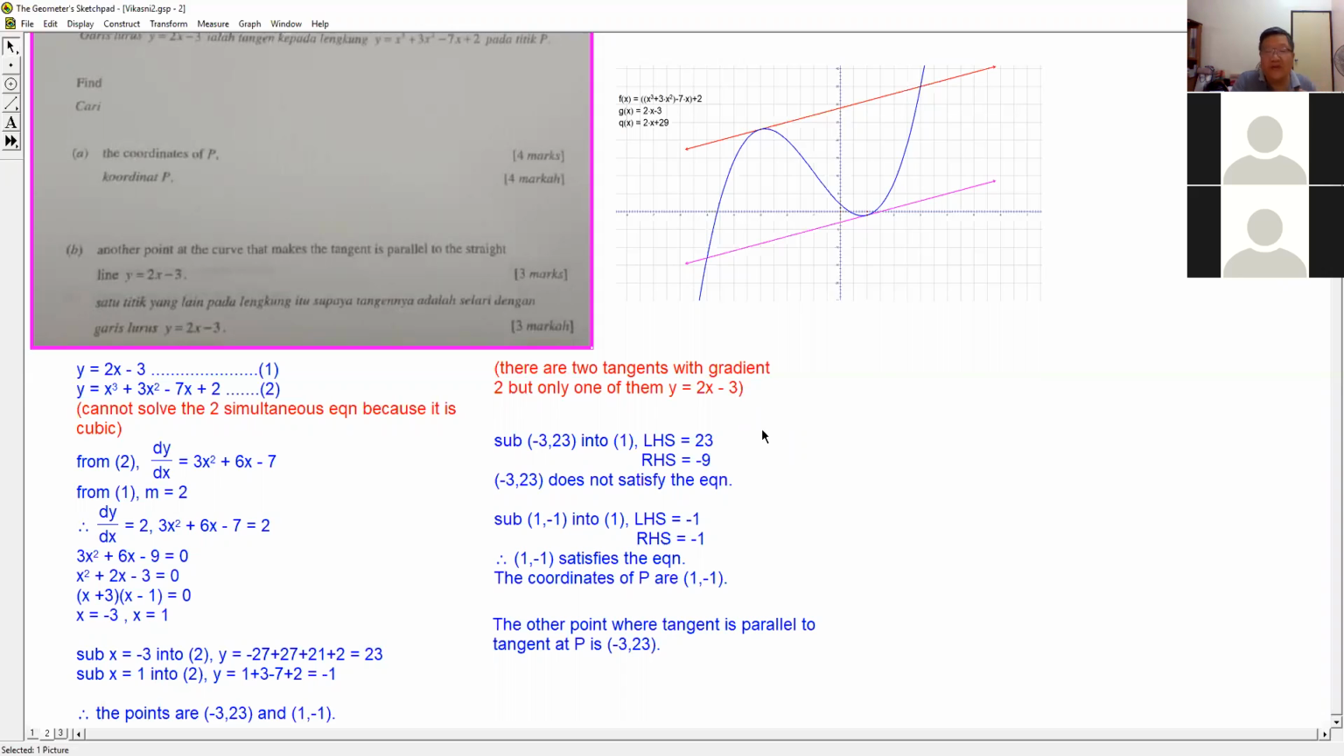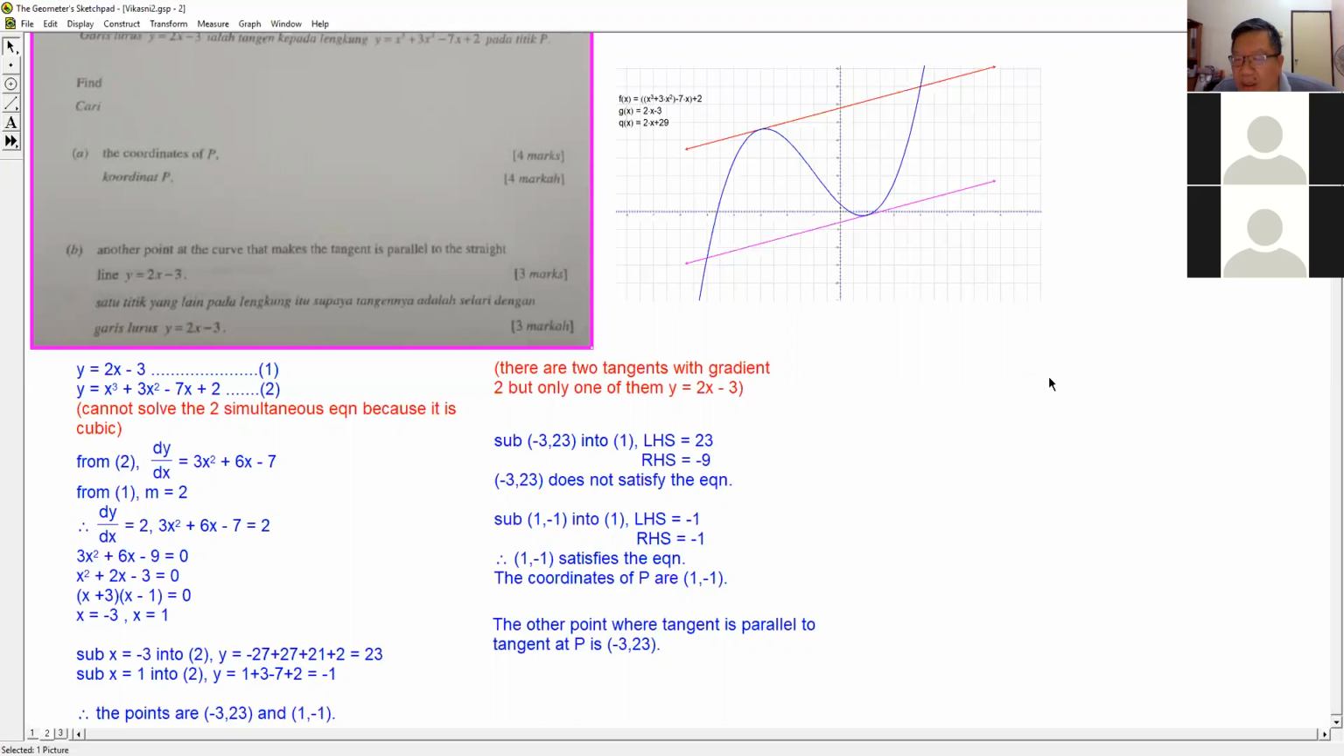Okay, now I proceed to use the second point, 1, negative 1. I substitute into equation 1. The left-hand side is negative 1. Then I substitute again and I get the right-hand side also negative 1. Now this shows that this point satisfies the equation y equals 2x minus 3. Therefore, this point must come from that particular tangent. So the other point where the tangent is parallel to the tangent at P is negative 3, 23. So you see, the one that we are referring to is the purple line, and the second tangent, which is not given, is this red line here.